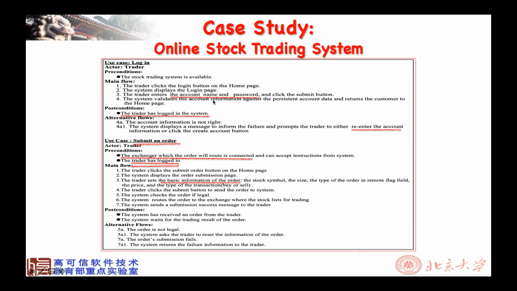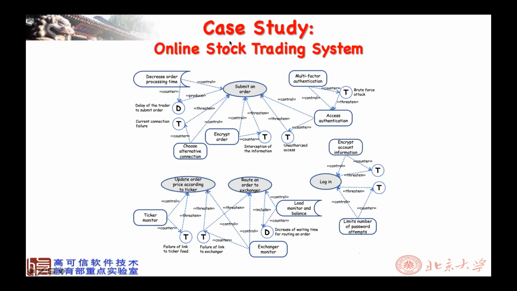Like from this, you can find the account name and the password. The trader has logged in the system and is re-entering the account, for example, to submit an order. So these words, this partial sentence, implied some threats. When we identify the threats, we can build the control case here.